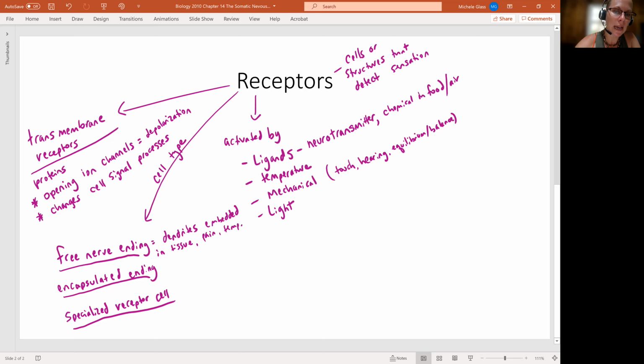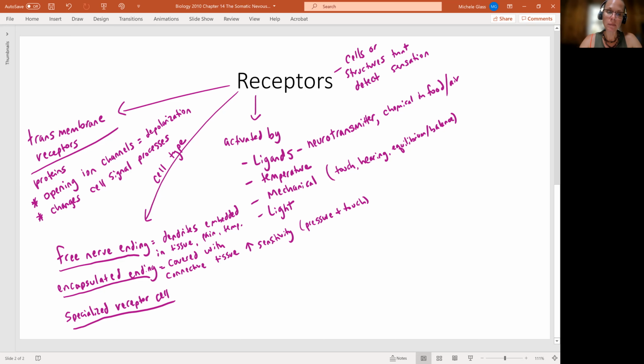In the case of the encapsulated ending, it's the same kind of idea, but it's covered. So the dendrites are covered with connective tissue. And this is going to increase the sensitivity. And here we're going to see this with pressure, and we're going to see this with touch. We talked about some cells in the integumentary system, and we talked about them as being corpuscles. And that's really, I think, what we're talking about here.